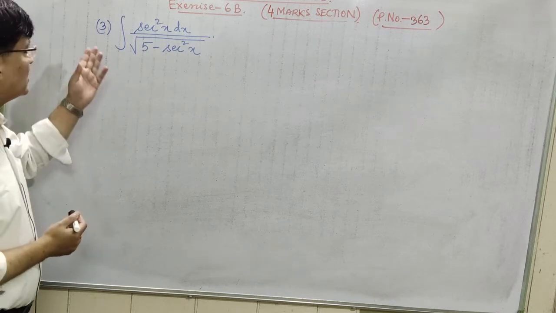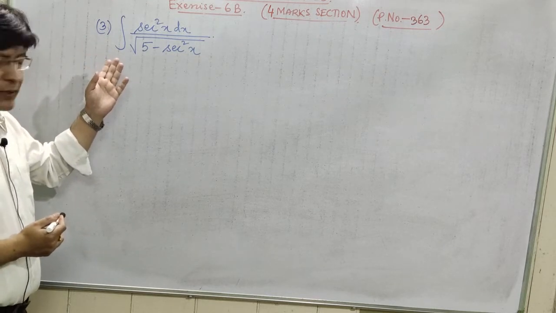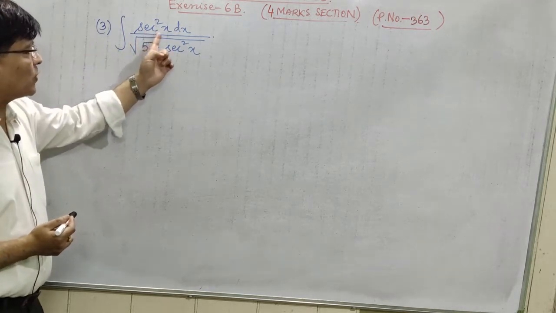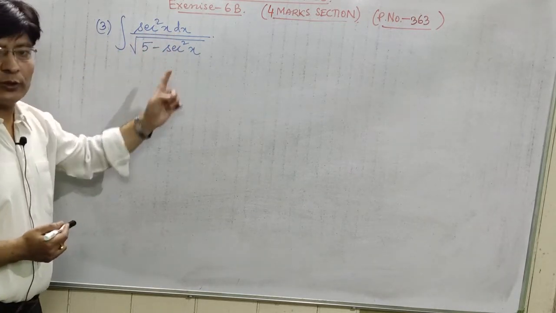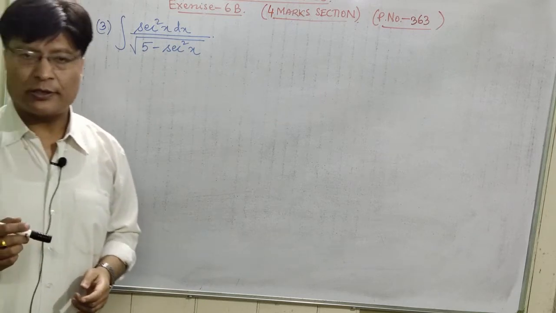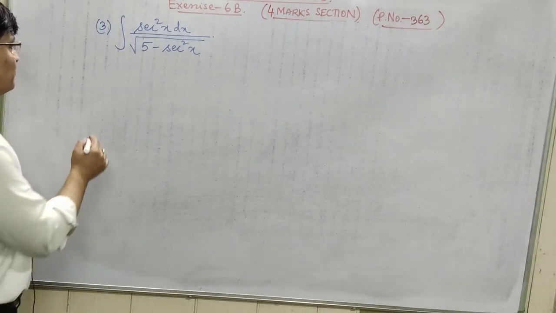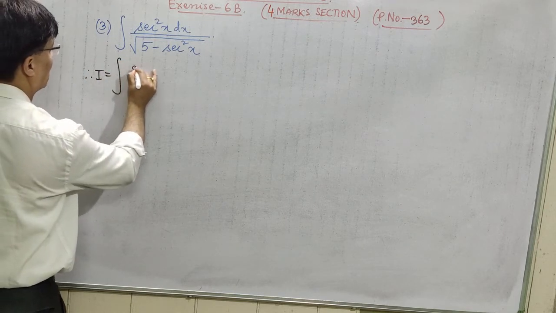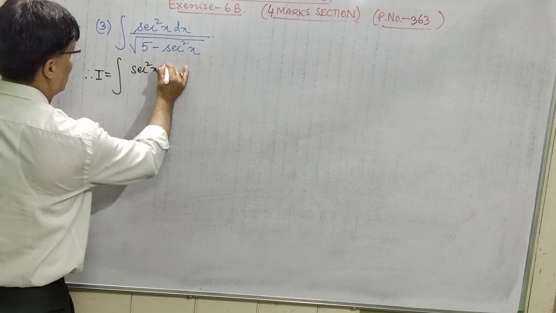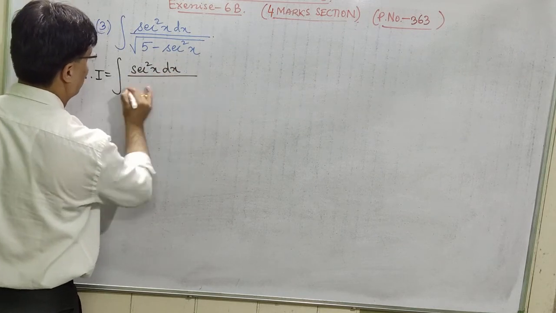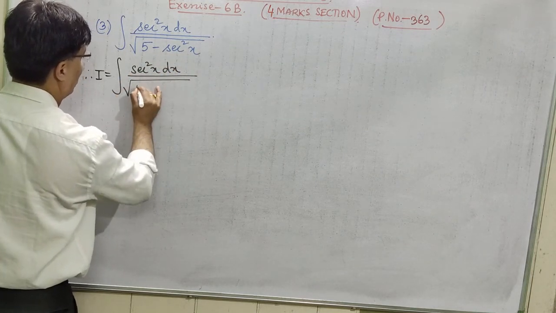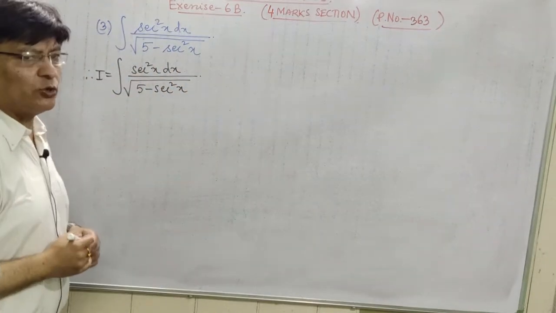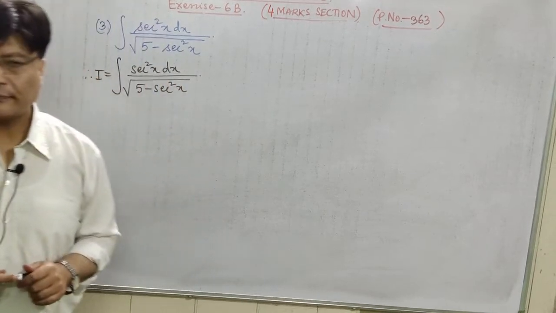You have to evaluate this integral. That is, you have to find out the value of this integration. That is integral of sec square x dx divided by within square root 5 minus sec square x. So how will you do this integration? So let us write here I is equal to integration of sec square x dx divided by within square root 5 minus sec square x. So how can you evaluate this integral?